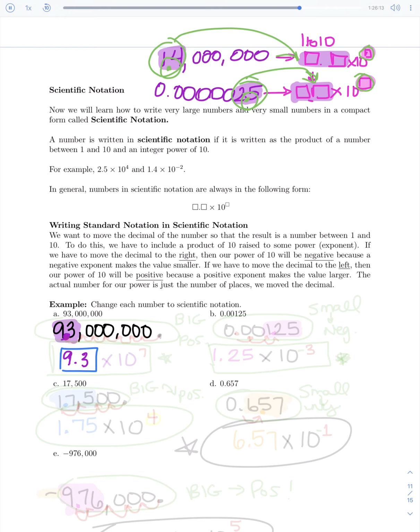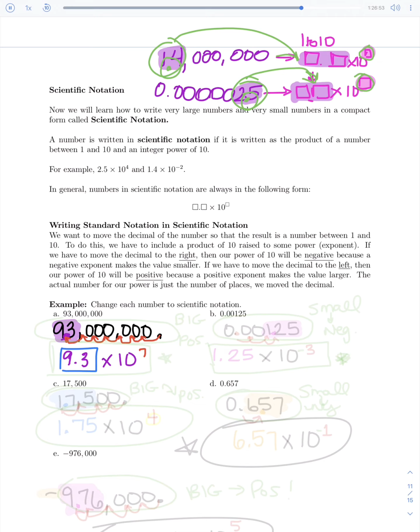However, that's not where the decimal starts. Decimals always start at the end of a number if you don't see one. So the question is, how many places do I need to move it to make it look like the 9.3? Well, that's the second part of your scientific notation, the times 10 to the, well, that's how many places we actually have to move our decimal. Well, I have to go from where it was at the end, 1, 2, 3, 4, 5, 6, 7 places. So that means my exponent here on my 10 is going to be a 7.